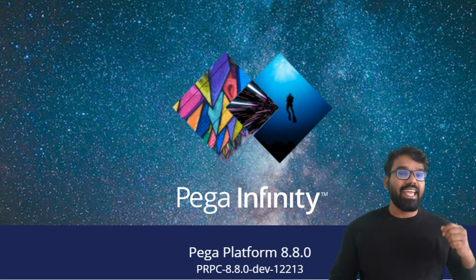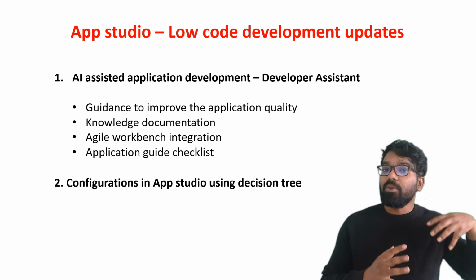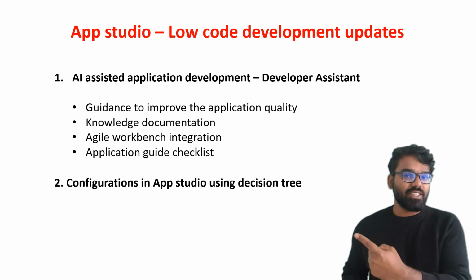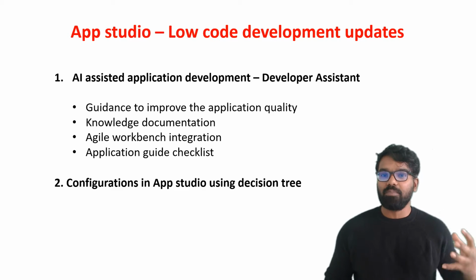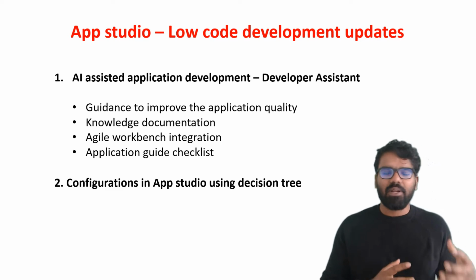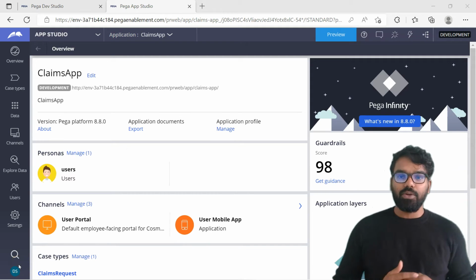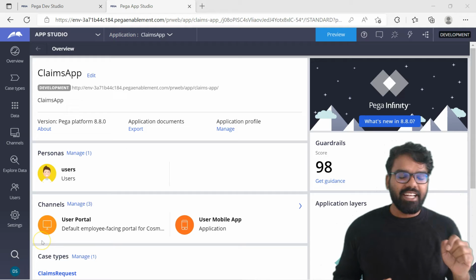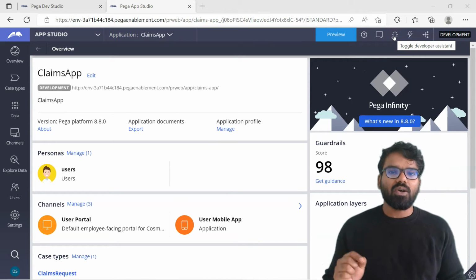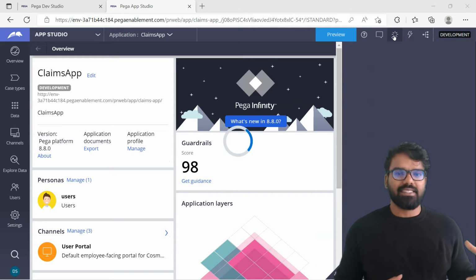Okay, now the Pega 8.8 features. The first is on low code development. There are some new changes that come with App Studio. The first main change, as I already said in the introduction, is the developer assistant. I'm going to quickly show you what assistance a citizen developer can get when he logs into App Studio. So here I have logged into App Studio of the 8.8 version. Now if you go to the top panel, there you get an icon to toggle the developer assistant. Just click on it, and then you get the developer assistant.